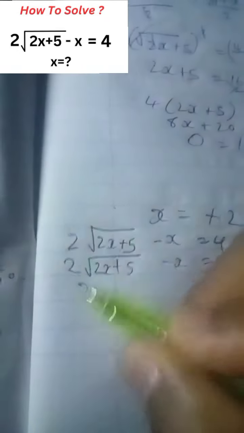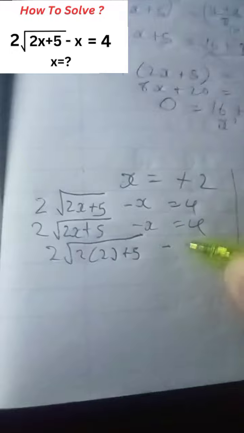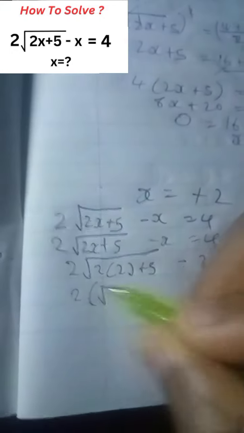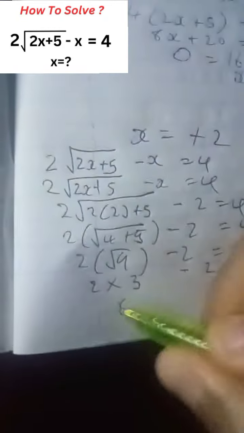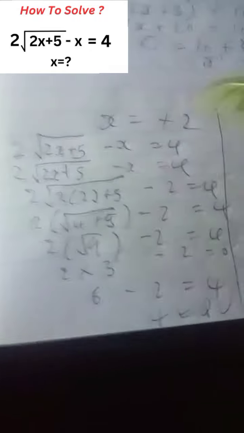The equation is 2 times the square root of (2x plus 5) minus x is equal to 4. When x is equal to plus 2, that will be 2 times the square root of 2 times 2 plus 5, minus 2, is equal to 4. That will be 2 times the square root of 4 plus 5, minus 2, is equal to 4. That will be 2 times the square root of 9 minus 2 is equal to 4. That will be 2 times 3 minus 2 is equal to 4. That will be 6 minus 2, which is actually equal to 4. 4 is equal to 4. So x is equal to plus 2.